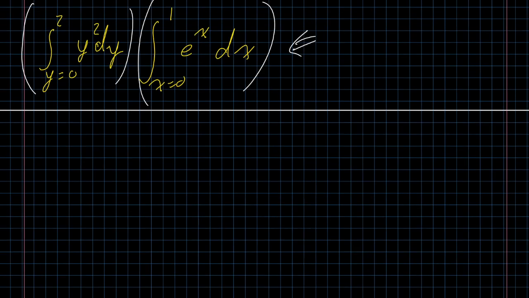All right, but now we integrate. The integral of y squared is 1/3 y cubed. That ranges from 0 to 2. The integral of e to the x is e to the x. That ranges from 0 to 1.